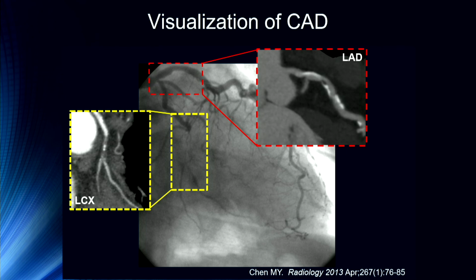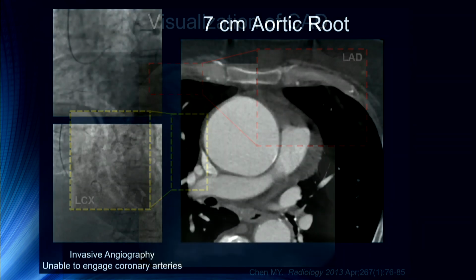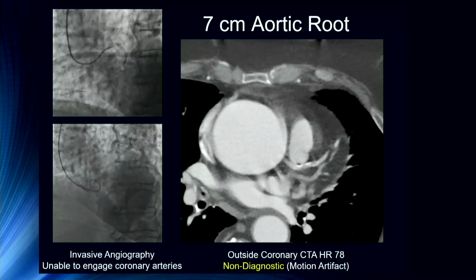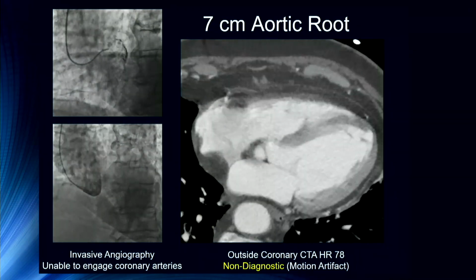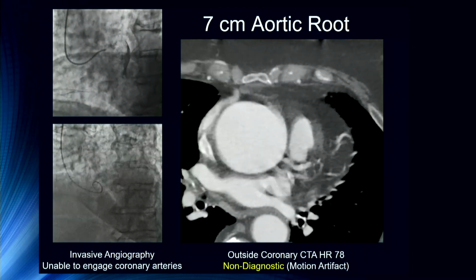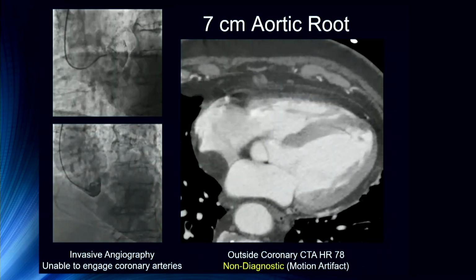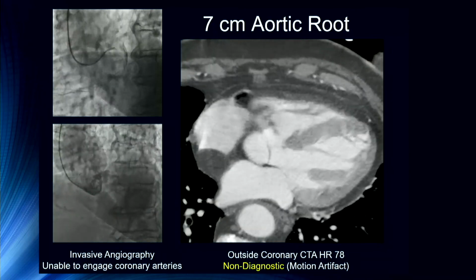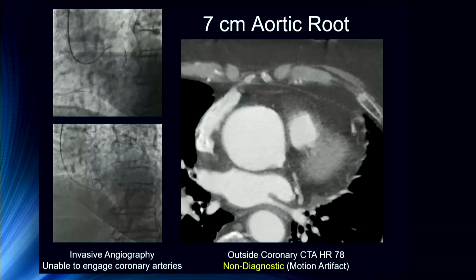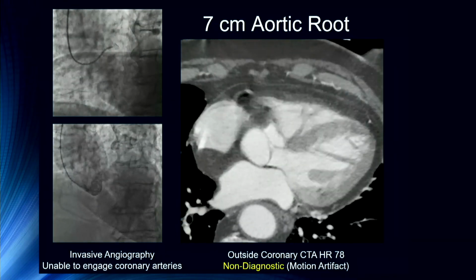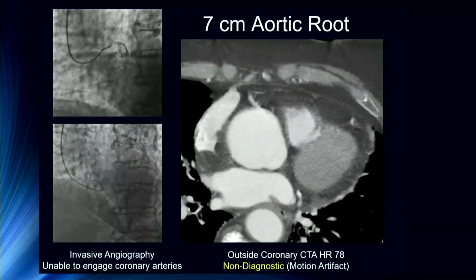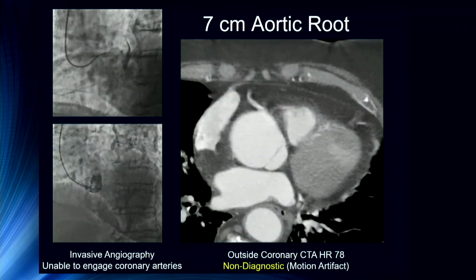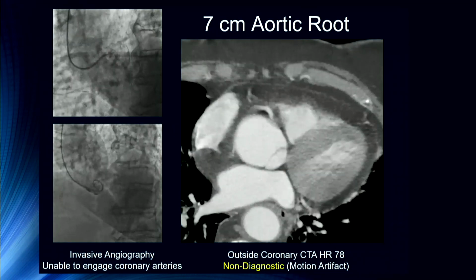And this is what you can get with the Aquilion ONE technology. Now, in the Washington, D.C. area, I'm known to have a high-end scanner, and I get sent really tough cases. So this is a patient with a 7-centimeter aortic root who needs surgical replacement. They did invasive angiography, and the root was so dilated they couldn't engage the coronaries. So at the outside center, they went ahead and did a cardiac CT. They tried giving beta blockers, the best heart rate they could get was 78, but there was motion artifact. So, a huge aortic root, with coronary motion artifact in the right coronary artery, and some in the left there.